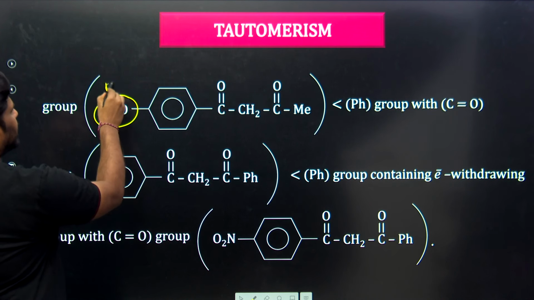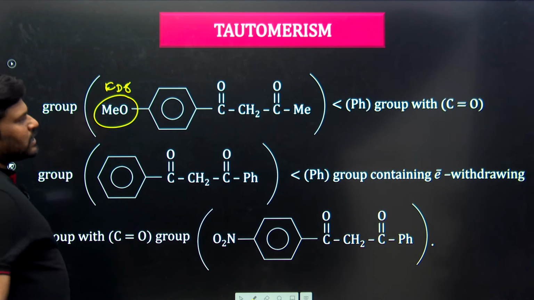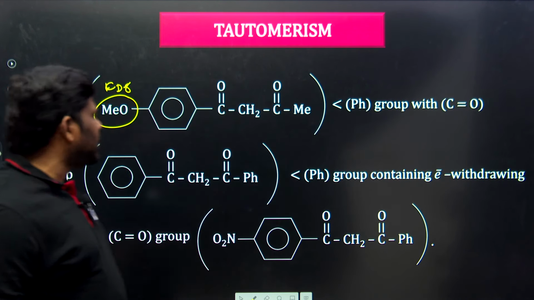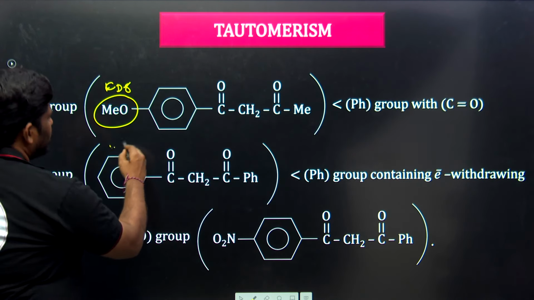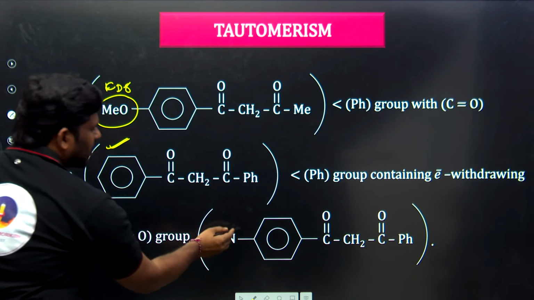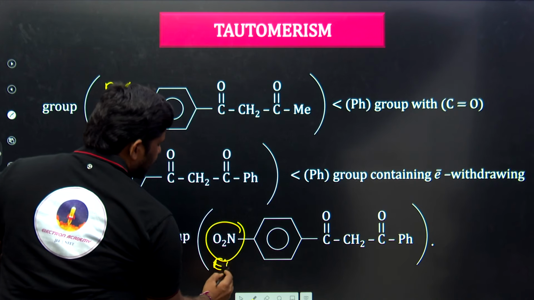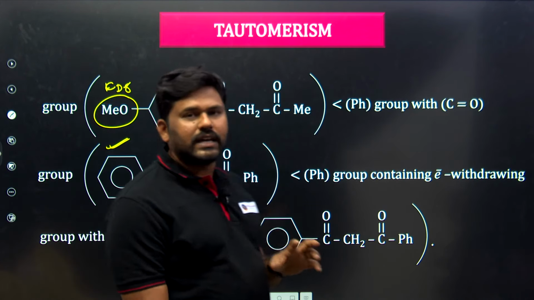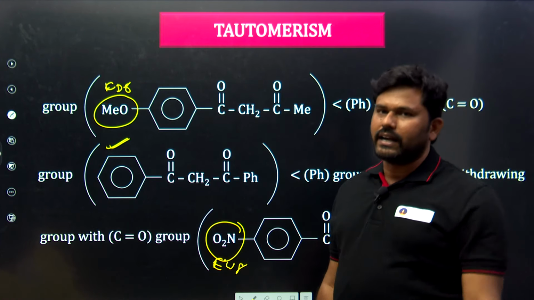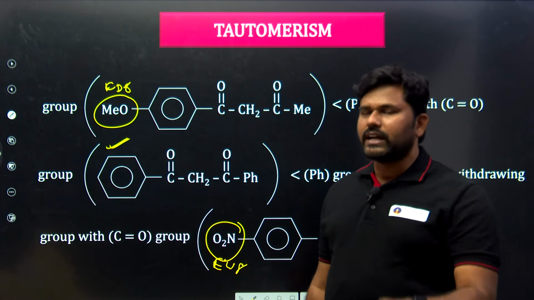Benzene ring, Ph, means a benzene ring containing C double bond O groups. Here there is an electron donating group. Next, an aromatic ring with a C double bond O group like this. Here, instead of this, there is no electron donating group, but an electron withdrawing group. So in the final case, electron withdrawing group compounds have more enol content.